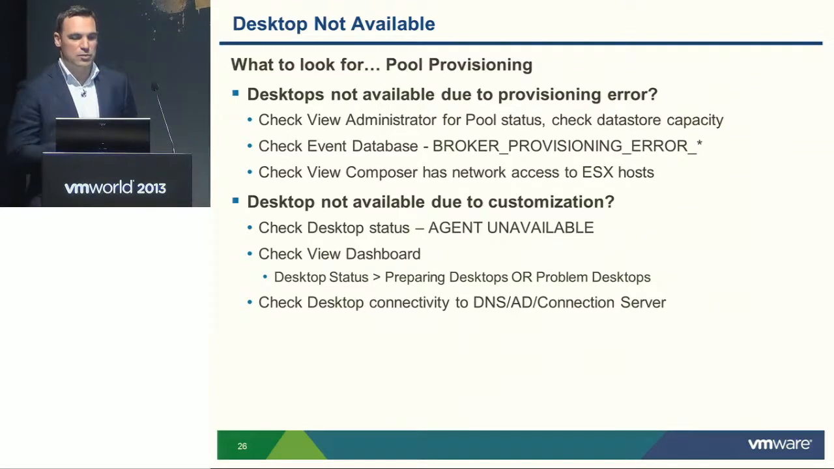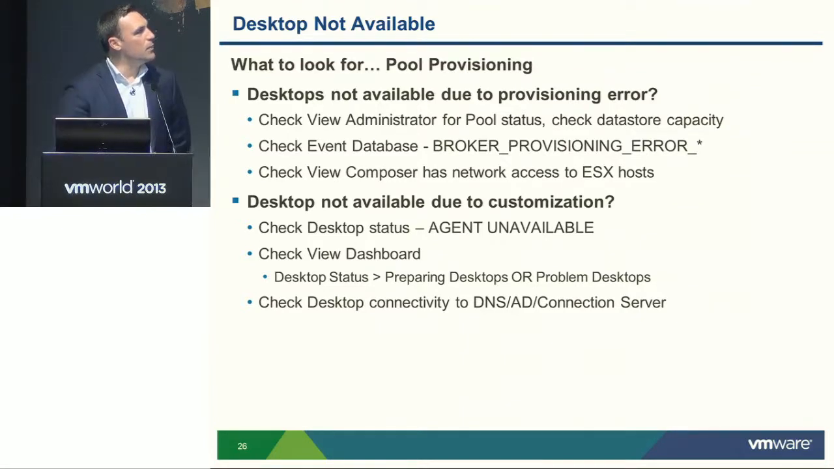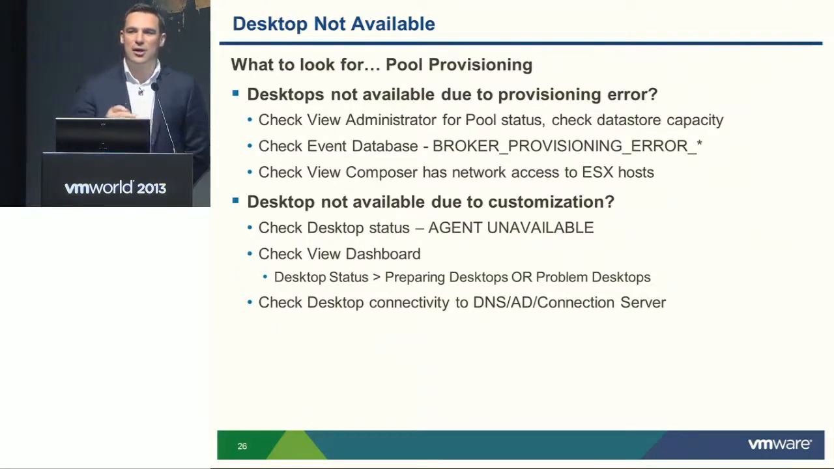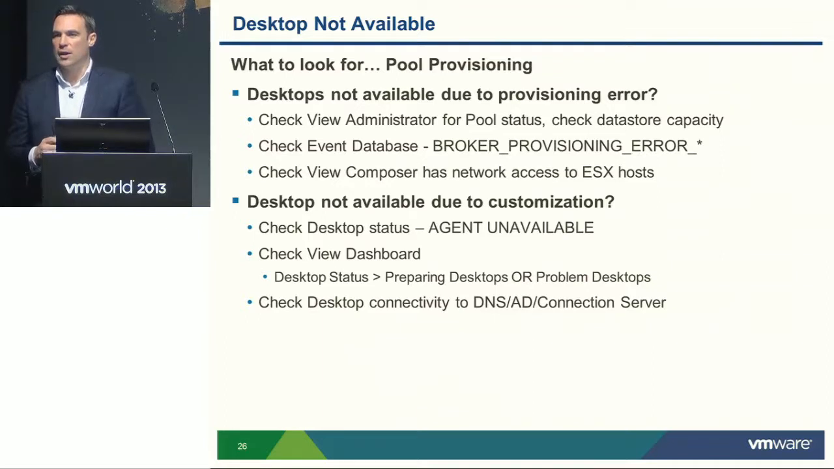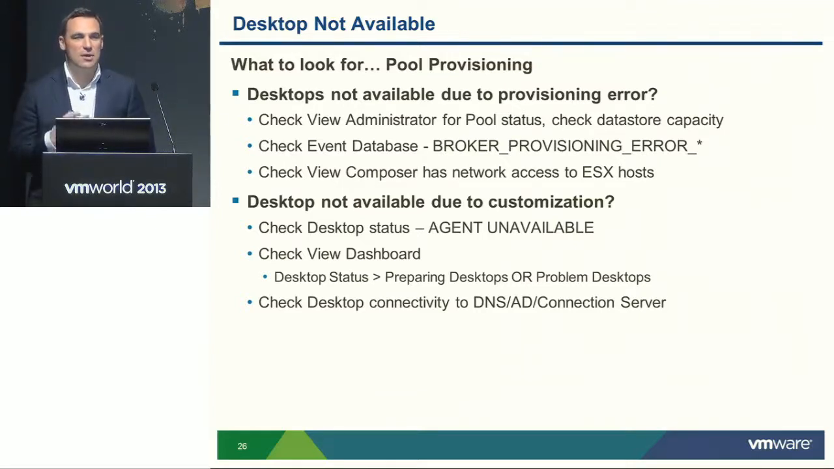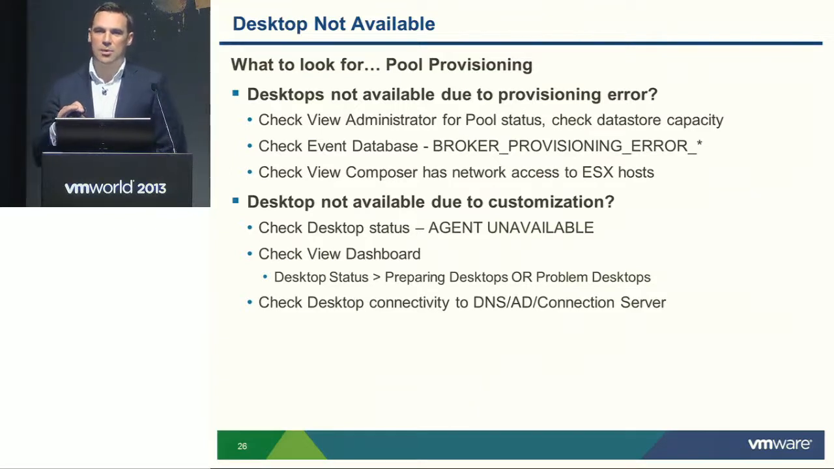You can also check the event database, but one of the common issues we see is that View Composer, as I mentioned earlier, doesn't have access to the ESX hosts. So you should also check the network connectivity there. If View Composer cannot connect to the ESX host, it won't be deploying View desktops. The other one we sometimes see is customization. Even though the VM has been deployed in vCenter, the customization process gets interrupted. You can see that when you check the desktop status in the administration console and see agent unavailable, which basically means the customization hasn't happened, and therefore the agent cannot connect to the connection server.